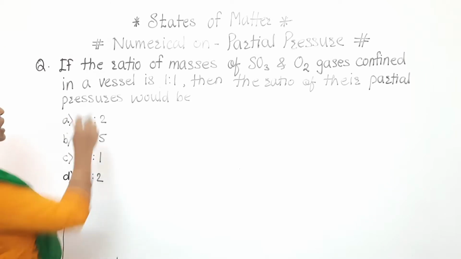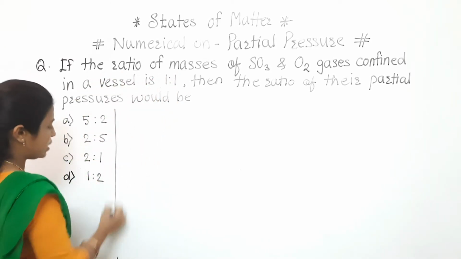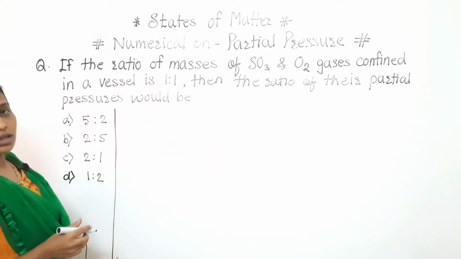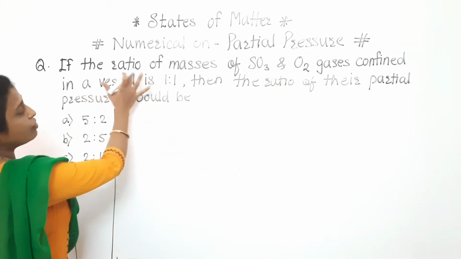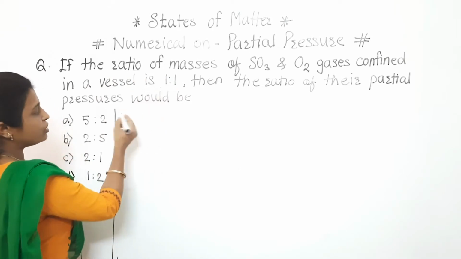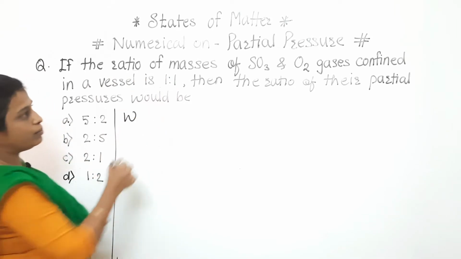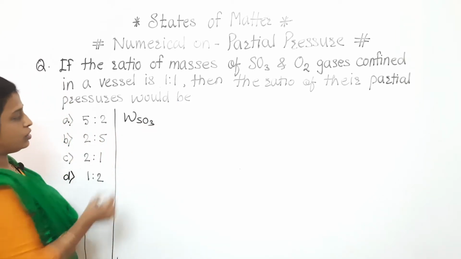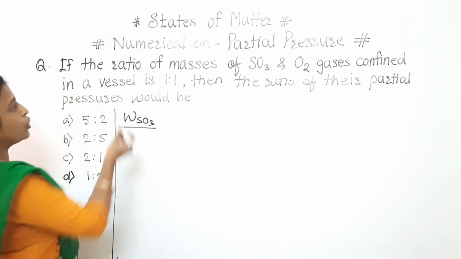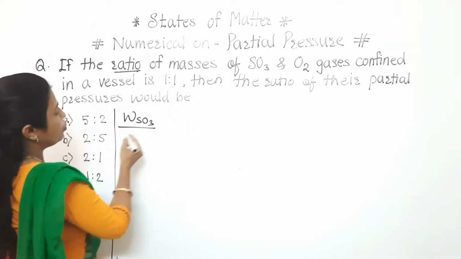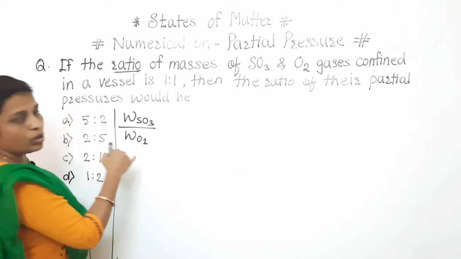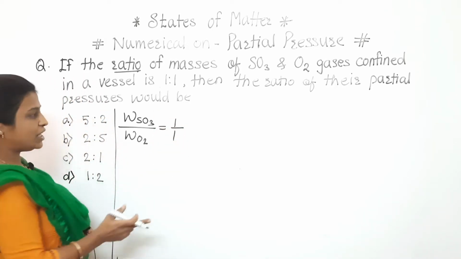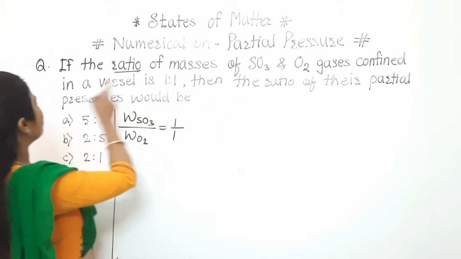What is that numerical? If the ratio of masses of SO3 and O2 gases, what have they given? They have given the ratio of masses. So for mass we use the symbol W, and SO3 is there, so we have taken WSO3 divided by WO2, because here they have given the ratio. That ratio is 1:1, that is nothing but 1/1. Clear to everyone?